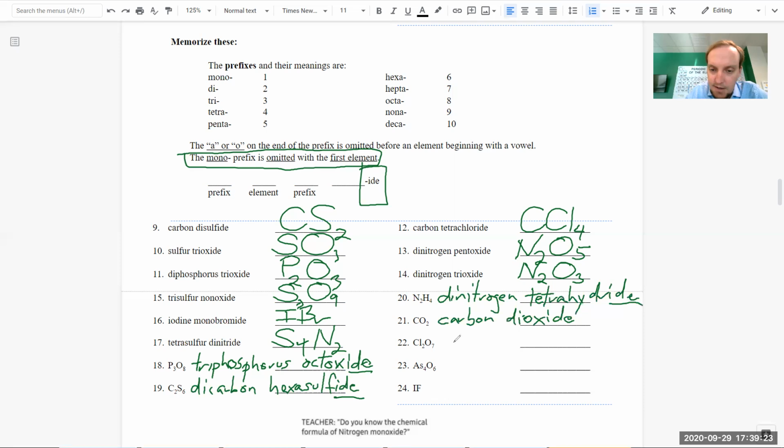Cl2O7, these are getting funky. Dichlorine, make sure you guys spell these correctly. Dichlorine heptaoxide. Dichlorine heptaoxide.